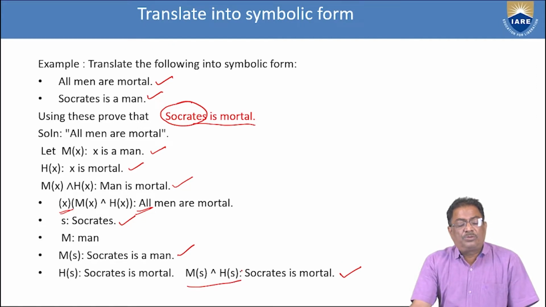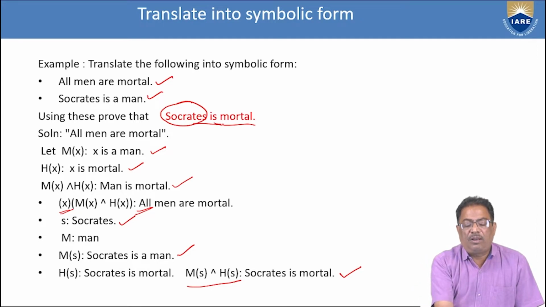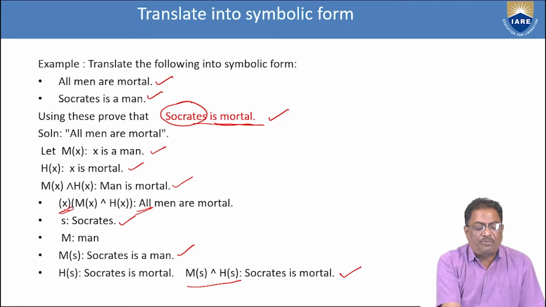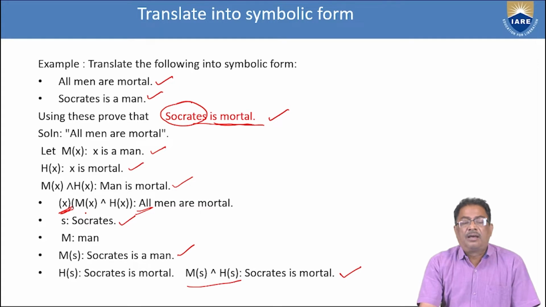First of all, we write the symbolic form for all men are mortal. After that, Socrates is a man, and then Socrates is mortal. Before that, all men are mortal: we take M(x), x is a man, and H(x) is another predicate, x is mortal. If we combine these two by using the AND operation, then M(x) and H(x) is nothing but man is mortal. Then we keep the quantifier for every x, that is nothing but all men are mortal.